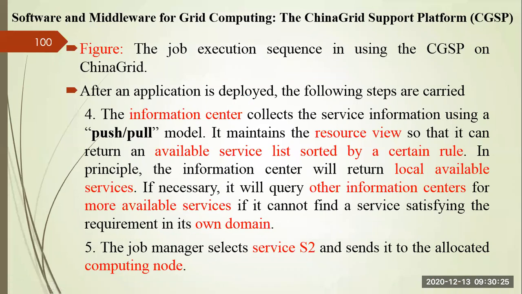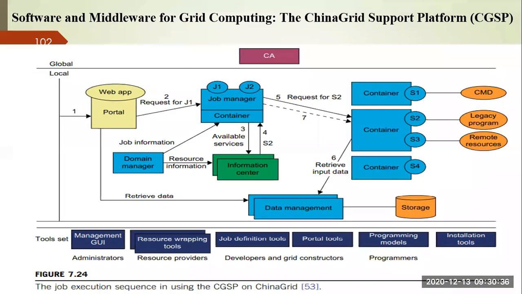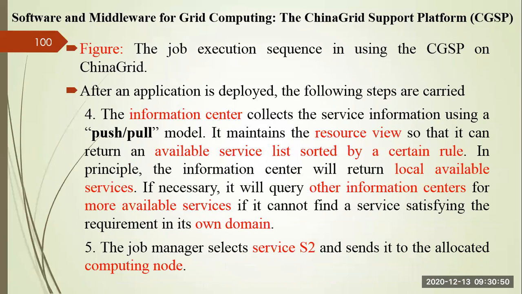Now, once this local manager part is done, it will query other information centers globally if required to satisfy your domain. Sometimes the local available services are not sufficient. So it will go for global available services in order to satisfy the job J1, right? Next, the job manager selects a particular service S2 because S2 is suitable as per the requirement given in the J1, and sends it to the allocated computing nodes, right? That is the fifth step.